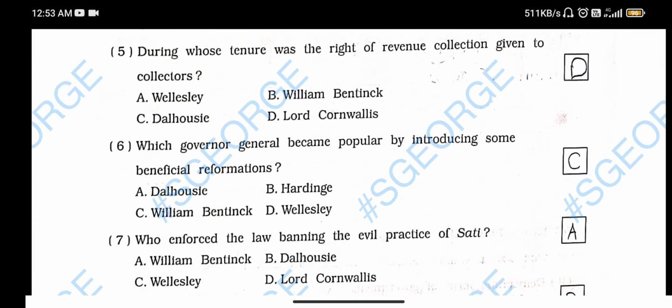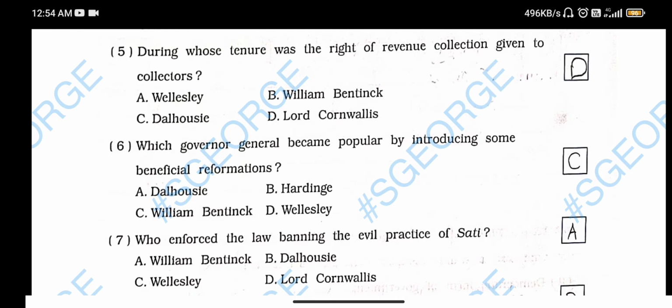Which Governor General became popular by introducing some beneficial reformations? मतलब कौन सा ऐसा गवर्नर था जो फेमस हो गए थे, जिसने अपना नाम फेमस कर लिया था थोड़ी बहुत पॉलिटिकल रिफॉर्मर्स निकाल के? तो that was William Bentinck. William Bentinck. This is a very good name. I like this type of intelligence. I like this type of pronunciations and this type of very good names.